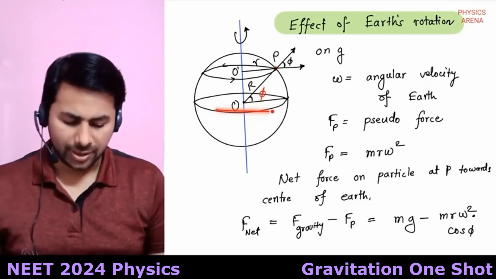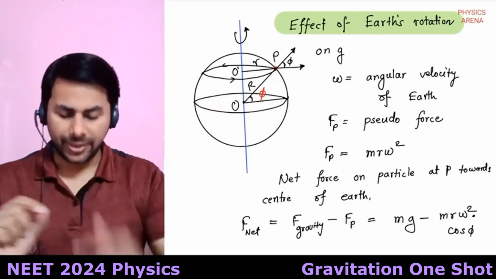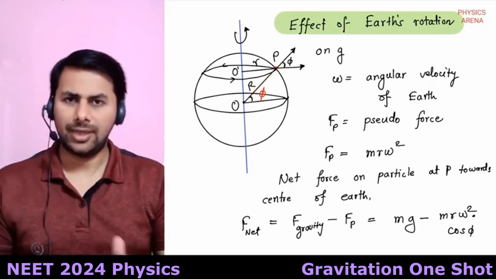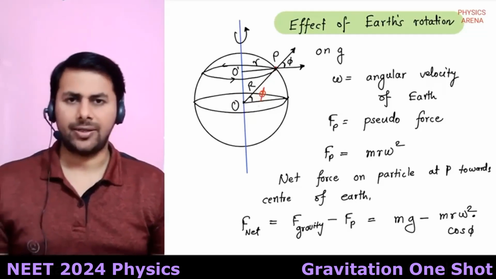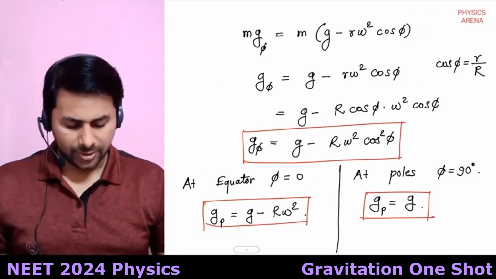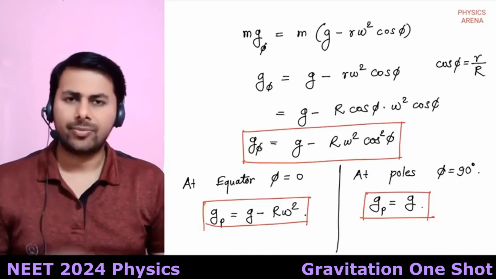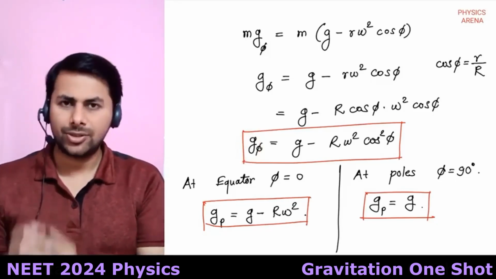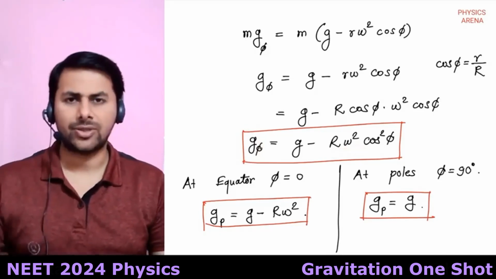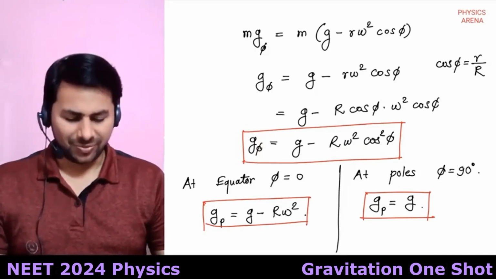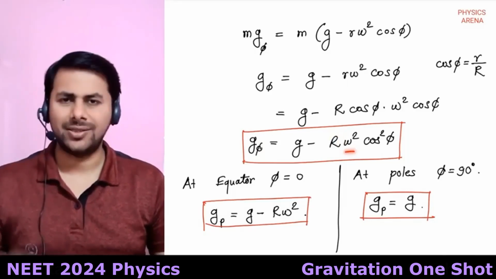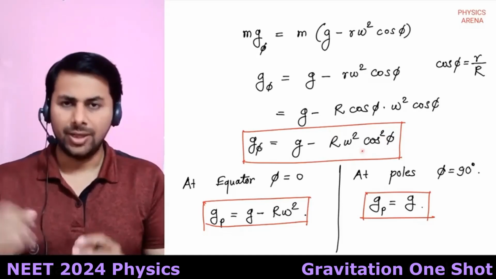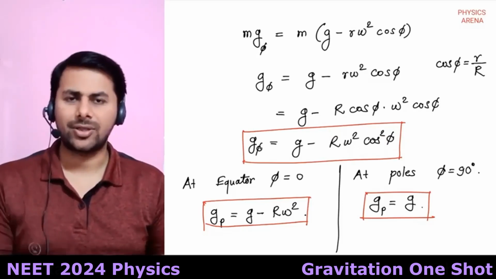So the angle between the equatorial plane and the line joining the center of Earth to the position of an object is known as latitude. Latitude is phi, suppose. That angle is phi. Then at latitude phi, the value of acceleration due to gravity g_phi is equal to g minus R omega square cos square phi, where R is the radius of Earth, omega is the angular velocity of Earth, and phi is of course the latitude. So it is g minus R omega square cos square phi.